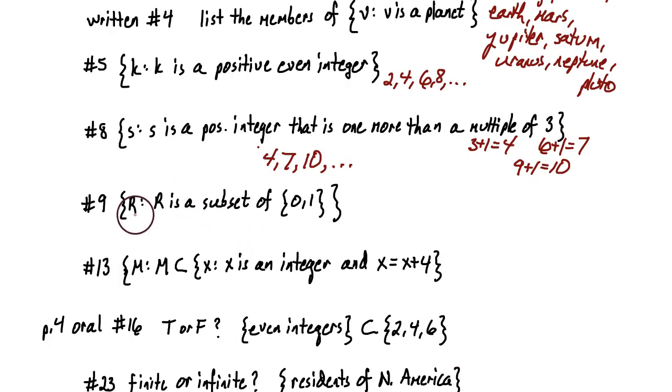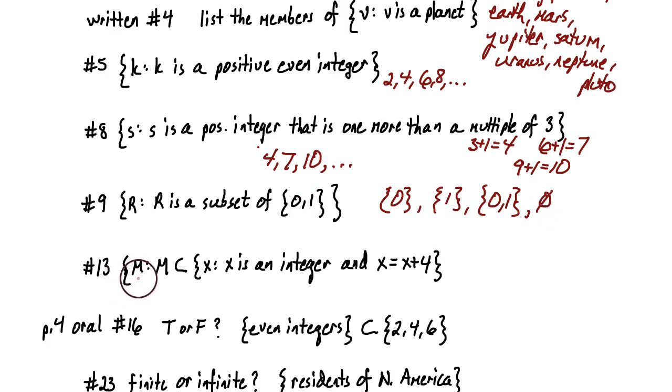Number 9, let's list all sets R such that R is a subset of the set containing 0 and 1. One subset of {0, 1} is the set containing 0. Another subset is the set containing 1. And another subset is the set containing 0 and 1. Any set is a subset of itself because that's one way of grouping all the elements together. Finally, the empty set is considered by mathematicians to be a subset of every set. That would be selecting neither of the two elements. So number 9 has 4 subsets.